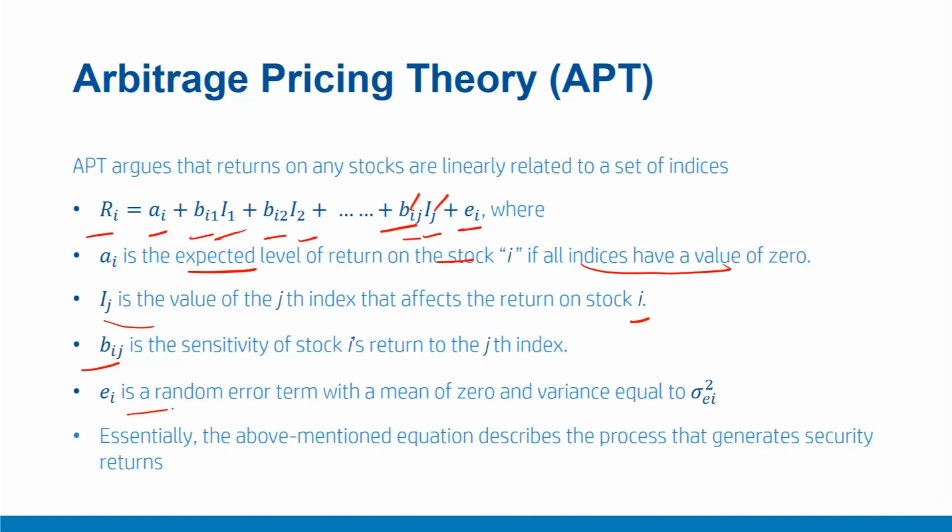Again, Ei is the random error term with a mean of 0 and variance equal to sigma Ei square. This Ei, or the residual or error term, is what reflects the idiosyncratic or stock specific risk, which is captured by this variance sigma Ei square. So essentially this equation that we can see here describes the process that generates security returns.